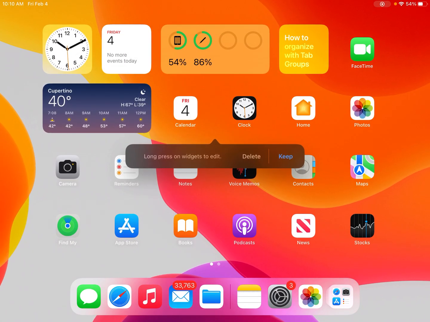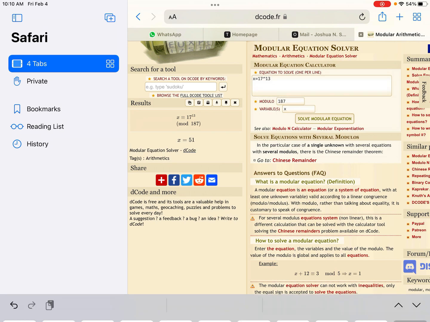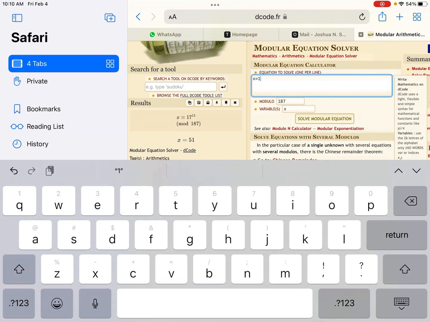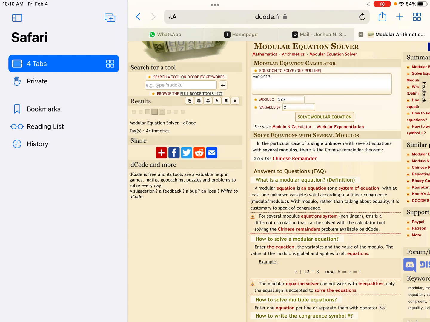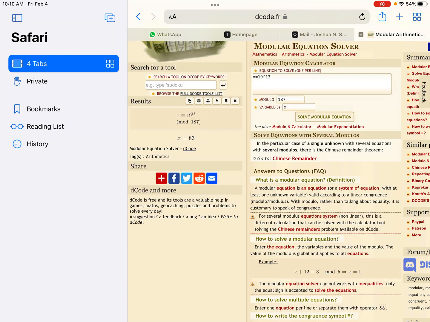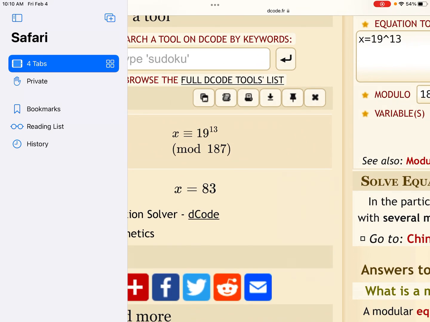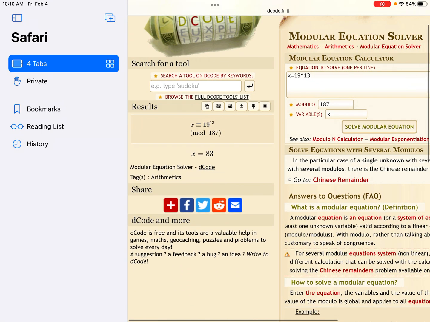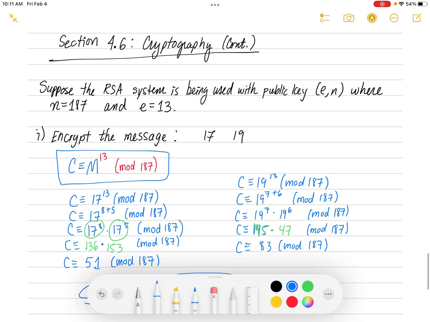Let's check that in the online calculator here. So this time I had 19 raised to the 13th power, mod 187. I'm going to solve the modular equation here, hit that button, and see our results. Okay, so 19 to the 13th power mod 187 is 83. And that's exactly what we had, right?